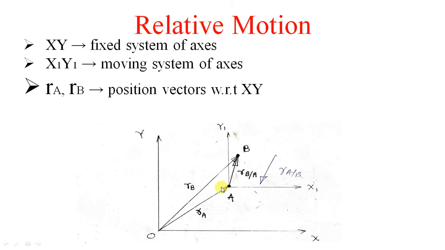Here the position of A with respect to the fixed reference system is denoted by Ra, and the position of B with respect to the fixed system of axes is denoted by Rb. When we have to denote the position of B with respect to A, which is on the moving system of axes, it is denoted by Rb of A. That indicates the position of B with respect to A, which is again moving.